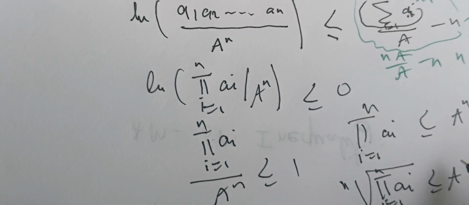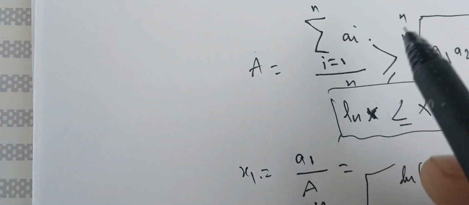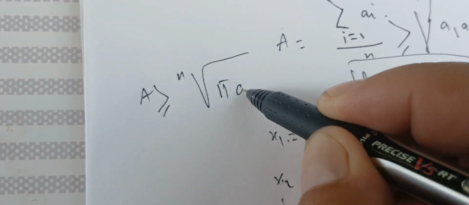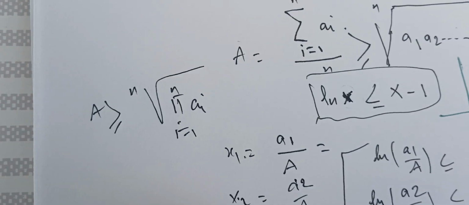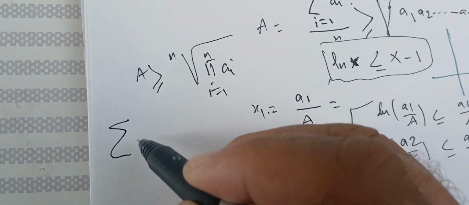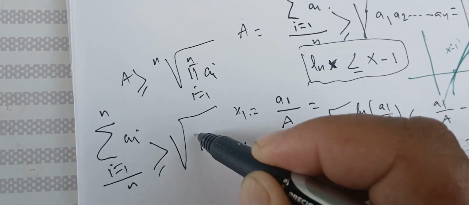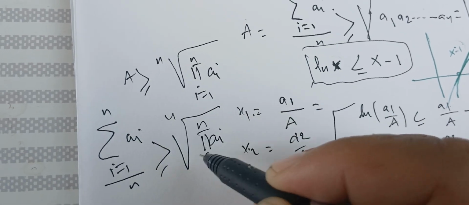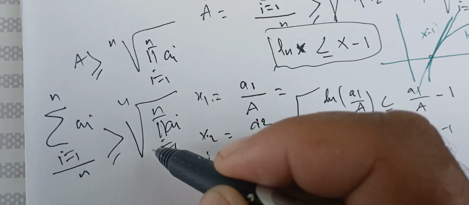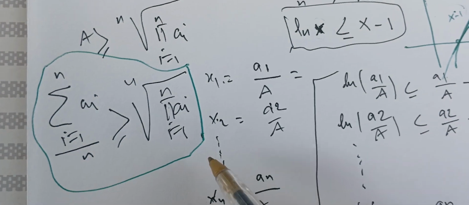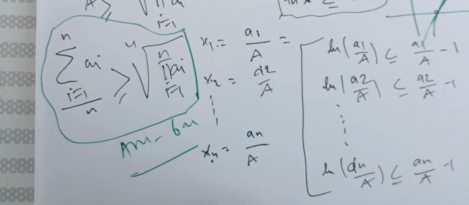And what's A? A is this one here. I defined A as this sum here. So therefore I have the inequality that I need. I have A is bigger than the nth root of the product of i going from 1 to n, and this means that the sum of i going from 1 to n over n is bigger than the nth root of the product of the Ais. And this is what you need to prove. So this is the one that I want to prove. This means that I proved the AM-GM inequality.